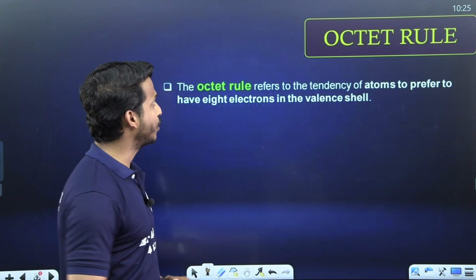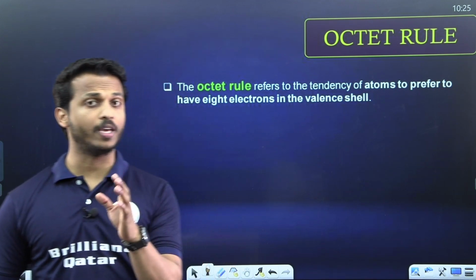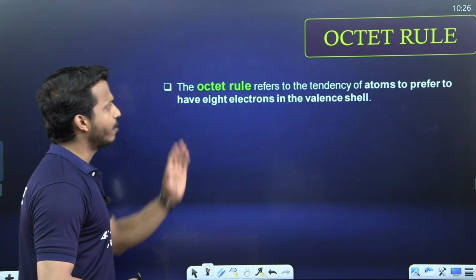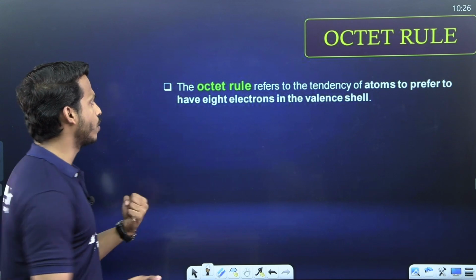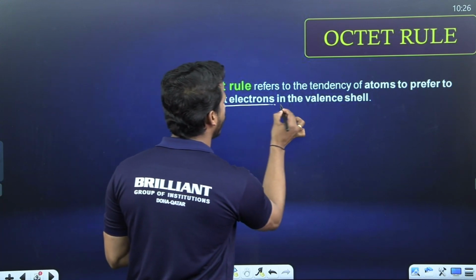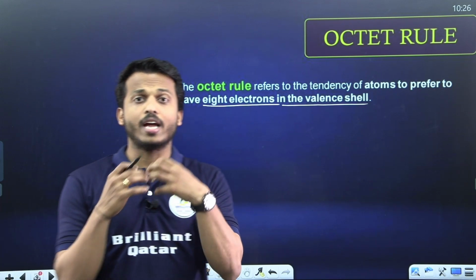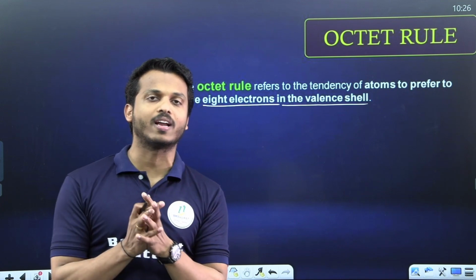Here we have another session for the chapter Chemical Bonding and Molecular Structure. The topic is the Octet Rule. The octet rule refers to the tendency of an atom to prefer to have 8 electrons in its valence shell. Every atom tries to make 8 electrons in its valence shell.